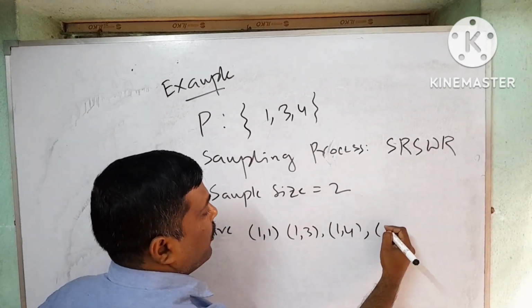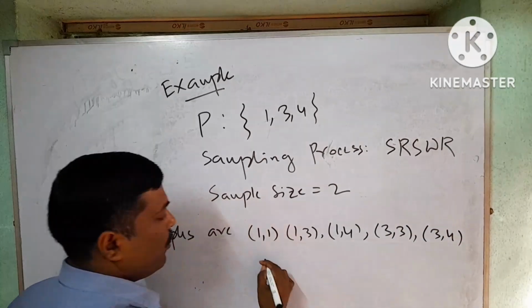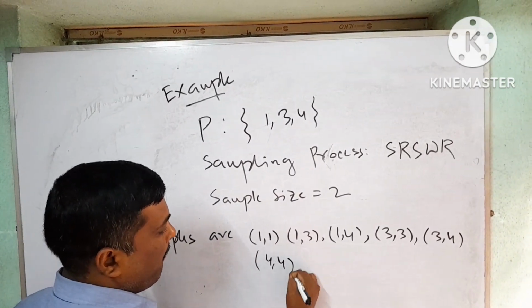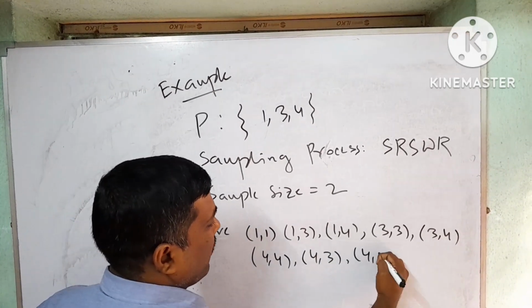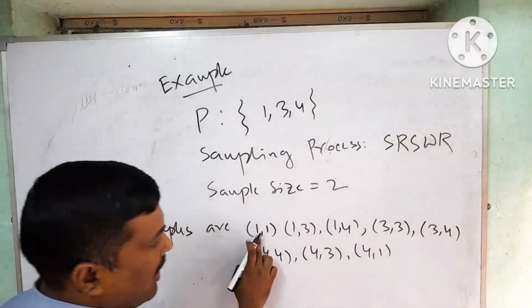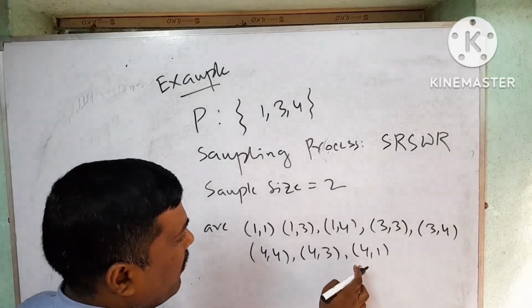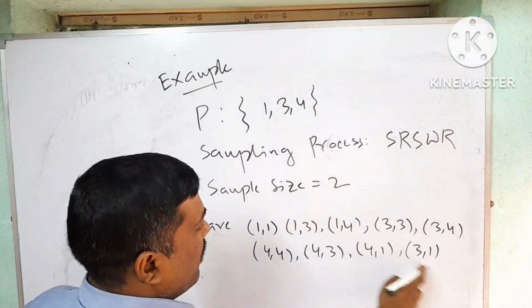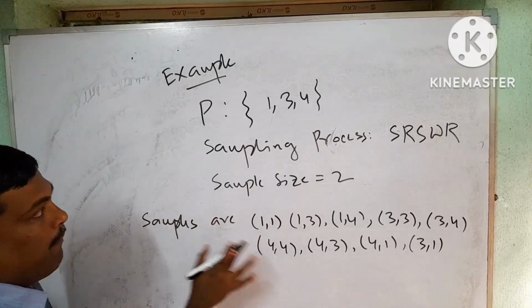Next 33, 34, 44, 43, 41. Altogether there are 9 samples: 11, 13, 14, 31, 33, 34, 41, 43, 44. Okay, these are the samples.